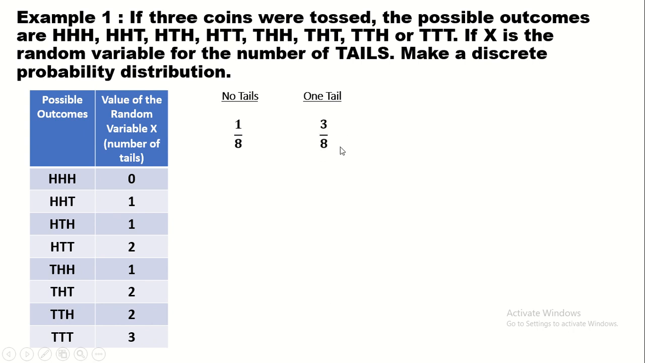That is 3/8. So, there are three possible outcomes with one tail each. 1, 2, 3. So, 3. Then this 8 is the random variable. 1, 2, 3, 4, 5, 6, 7, 8. So, 3/8. Let's see how many possible outcomes have two tails.